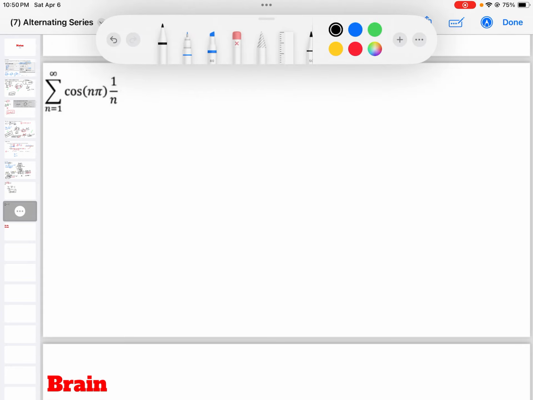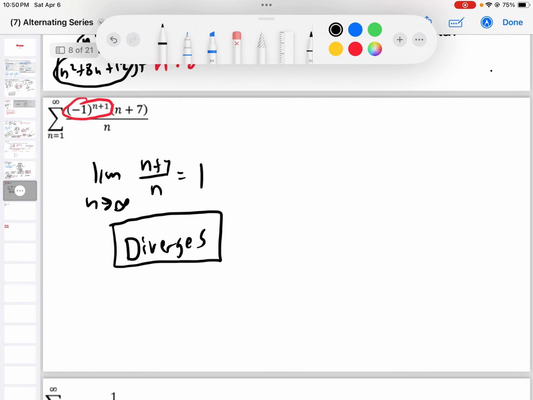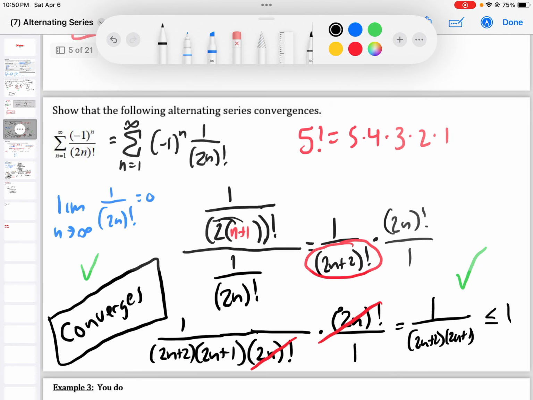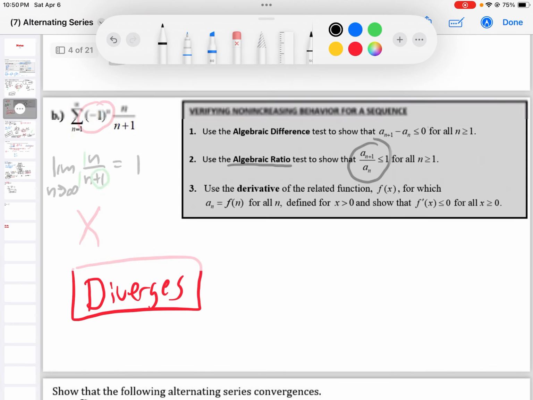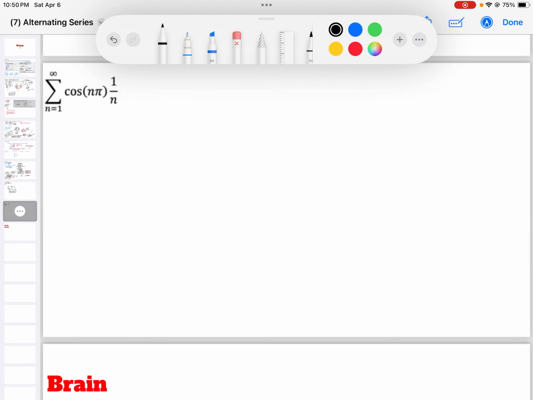Okay, this looks different. All right, what looks familiar, what looks different? Don't panic. Why doesn't it look like all the other ones that we've done with this little -1 to the n stuff going on? I don't see that. But I do see that this is the harmonic. So there's something going on. Let's see. If I was to plug in 1, to start the series out, it would be cosine of 1 pi, and then 1 over 1.